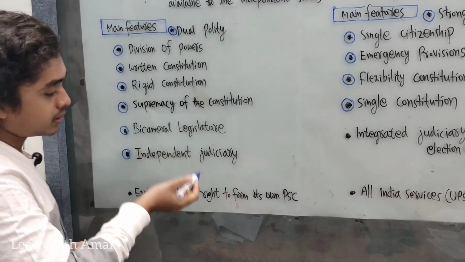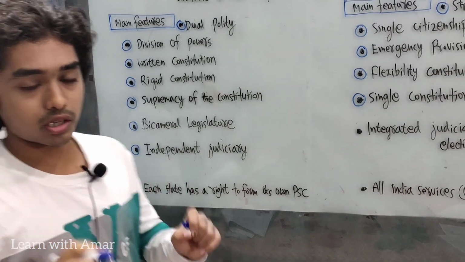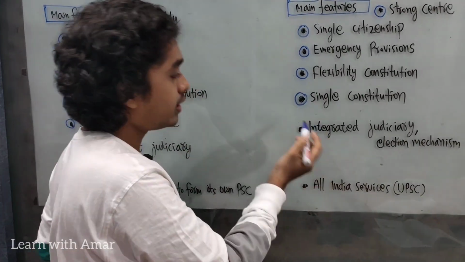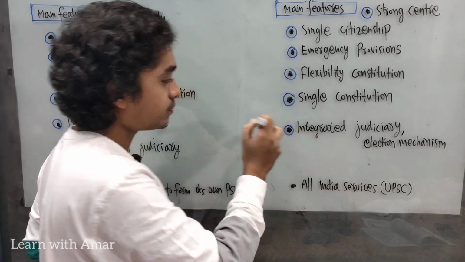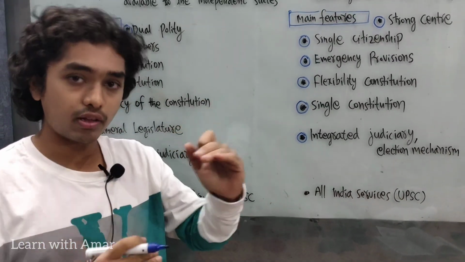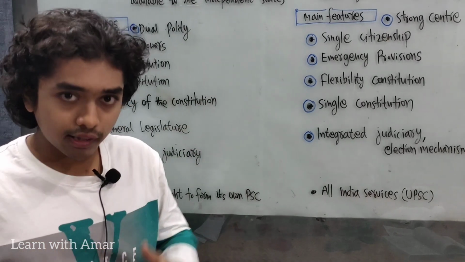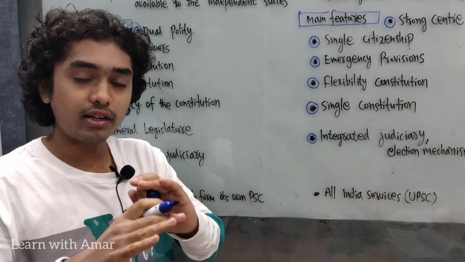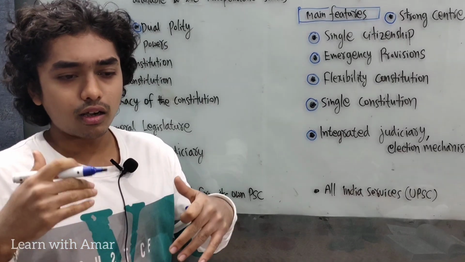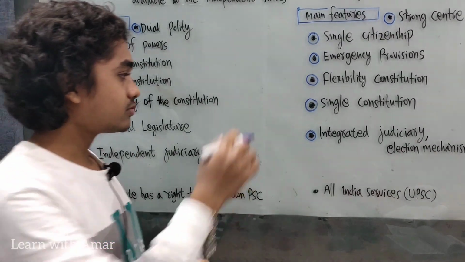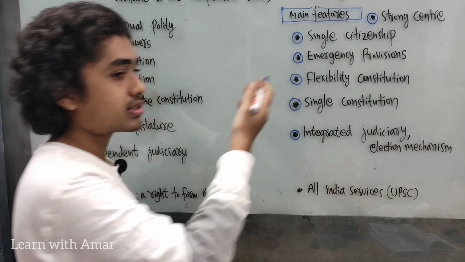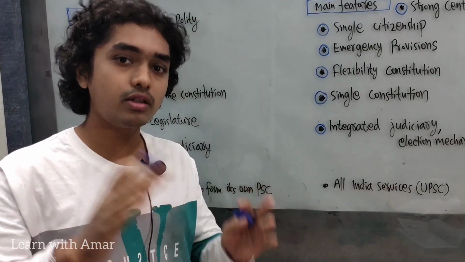And we have an independent judiciary, which means that the courts are independent of the legislature. The judiciary is also integrated, which means that even though it is independent of the legislature, there are levels of it: a Supreme Court, High Courts and the other courts. The Supreme Court is supreme. All the other courts come under it. It can overrule any other court decisions. So that's an integrated judiciary. Also, we have an integrated election mechanism, which works the same way. The states' elections are also conducted by the Election Commission, which is at the center.